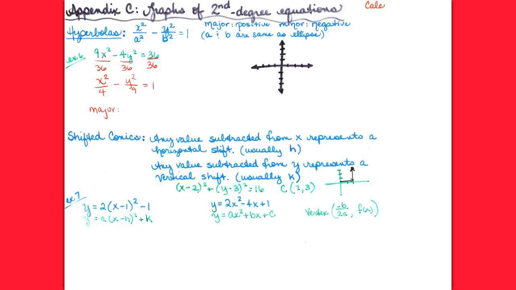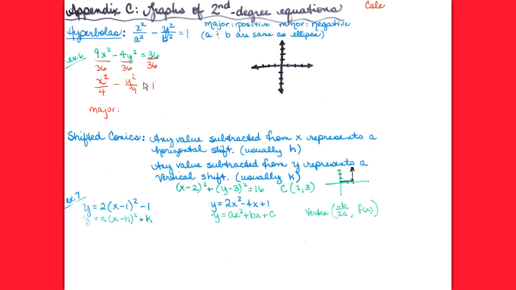All right, so when it's in standard form, you'll notice that they're trying to ease me into this, so they're still not giving me any value subtracted from x or y. We'll see our shifted conics in just a couple minutes. But for right now, our center is still going to be 0, 0. What is my major axis going to be, horizontal or vertical?